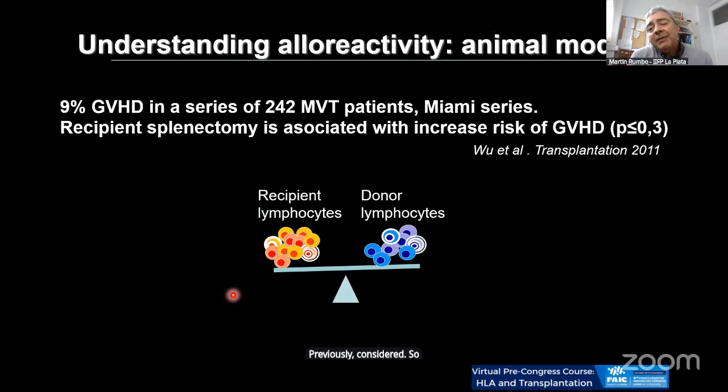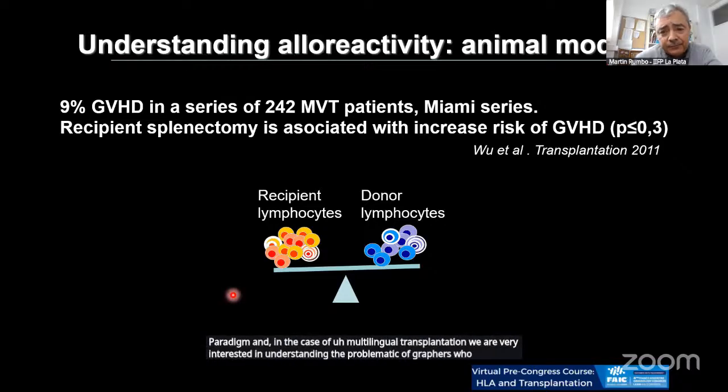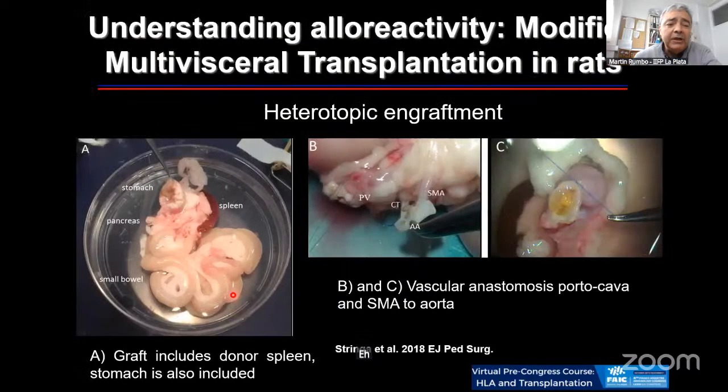So we have set up some animal models to study this paradigm. In the case of multivisceral transplantation, we are very interested in understanding the problem of graft versus host disease. So we established a microsurgical model in rats, mimicking the multivisceral transplantation that is done in the clinics. The graft consists of the full GI tract from the stomach to the colon, and this modified multivisceral normally also includes the spleen.